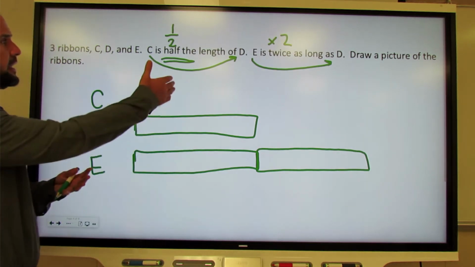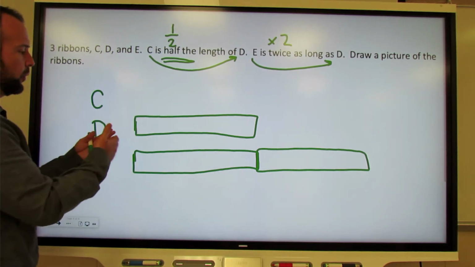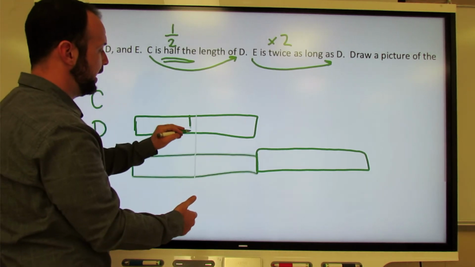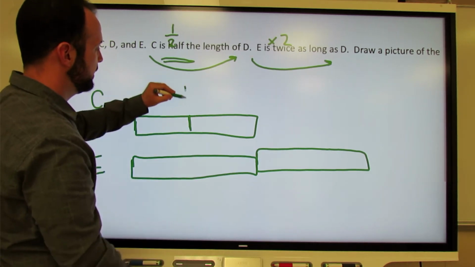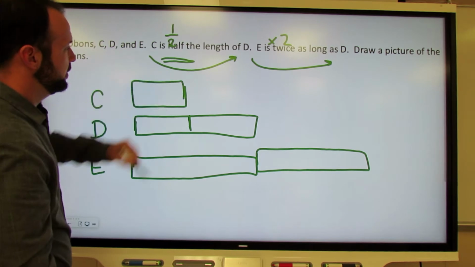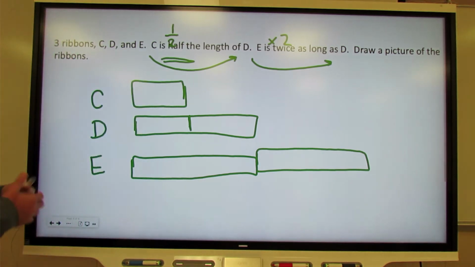All right. C is half the length. So if I take D and I split it in half, that's what size C is going to be. C is half the length of D.